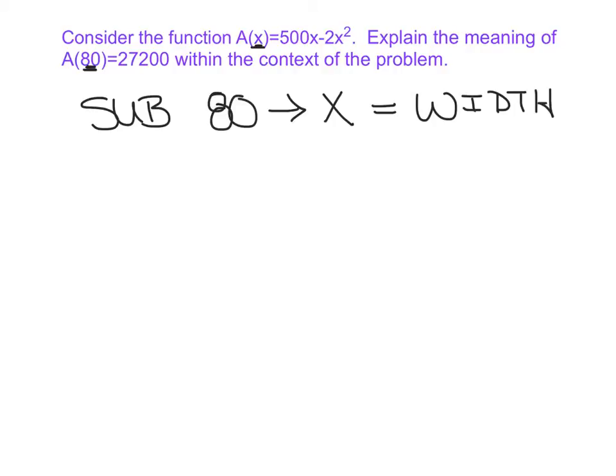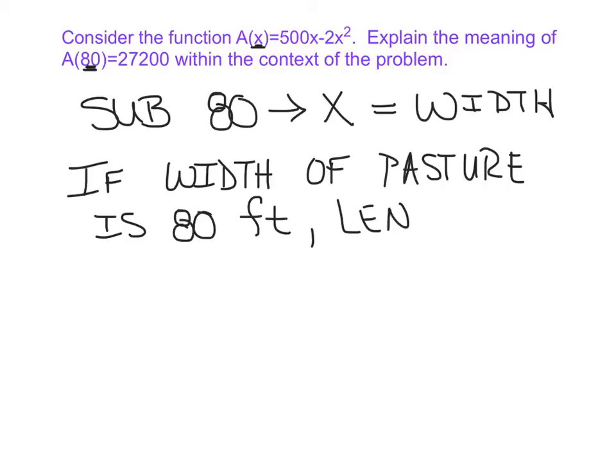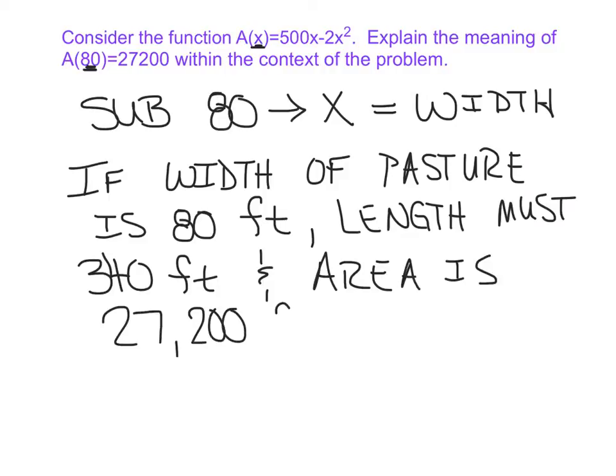So what I'm going to say here is that if the width of the pasture is 80 feet, that means the length must be 340, because I used up 80 on each of the widths, so that's 160. Subtract 160 from 500 would be 340. And the area is 27,200 square feet. And of course, that's what this final number is. That number, the output or your final answer, is going to be area.